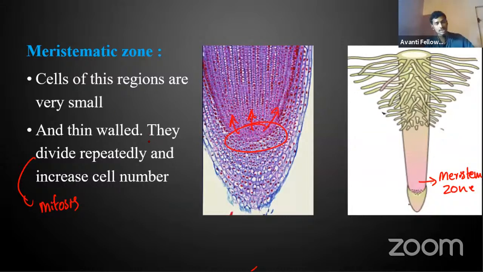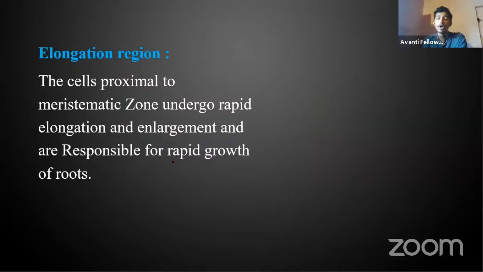So the meristem zone keeps on giving the cells, and the particular root will keep on growing until it does not get any nutrition, until it comes under stress. Until then it's growing on. Okay, so next is the elongation zone.